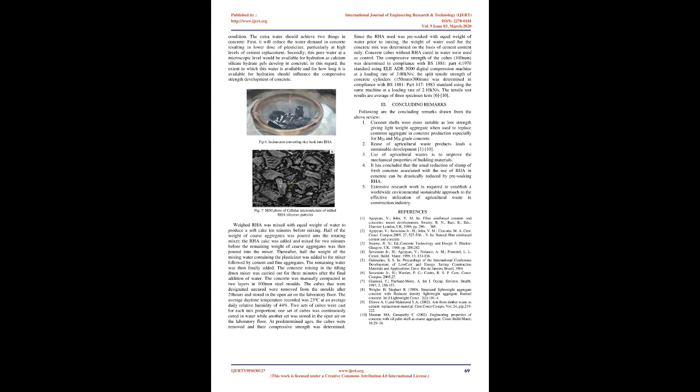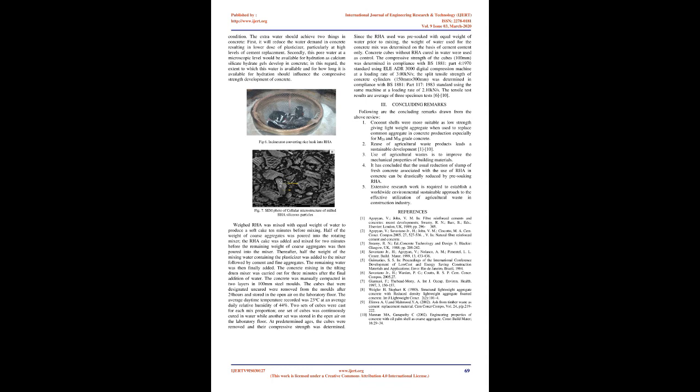3.00 kN/s. The split tensile strength of concrete cylinders, 150 mm × 300 mm, was determined in compliance with BS 1881, Part 117, 1983 standard using the same machine at a loading rate of 2.10 kN/s. The tensile test results are average of 3 specimen tests 6-10.